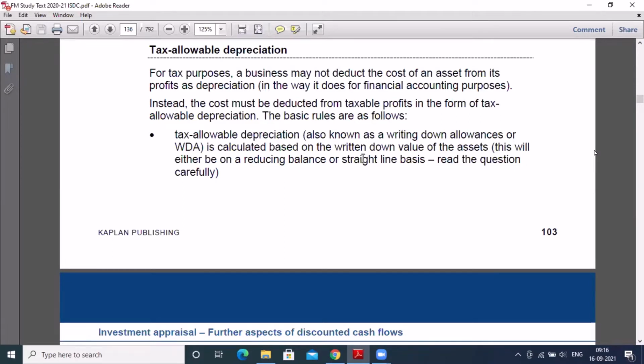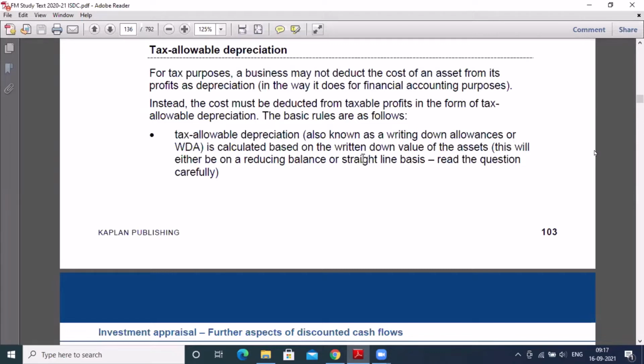For tax purposes, a business may not deduct the cost of an asset from its profit as depreciation. Do remember, a business may not deduct the cost of an asset from its profit as depreciation in the way it does for accounting purposes. Instead, the cost must be deducted from the taxable profits in the form of tax allowable depreciation. In our accounting perspective, we generally charge depreciation on the cost of asset. I hope you can recollect the formula also: cost of asset minus residual value divided by life of asset. So this is the common formula which we generally use for charging depreciation from our accounting perspective.